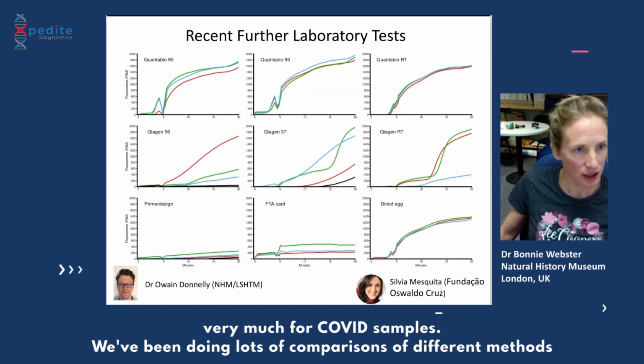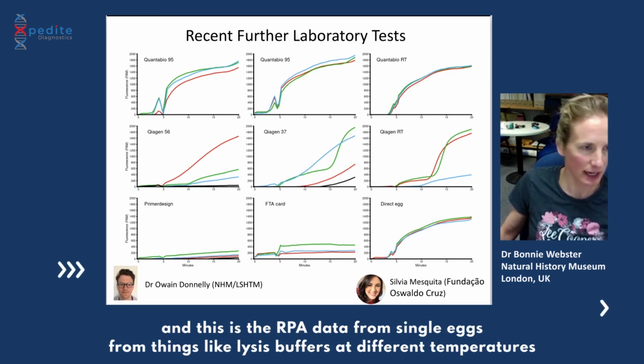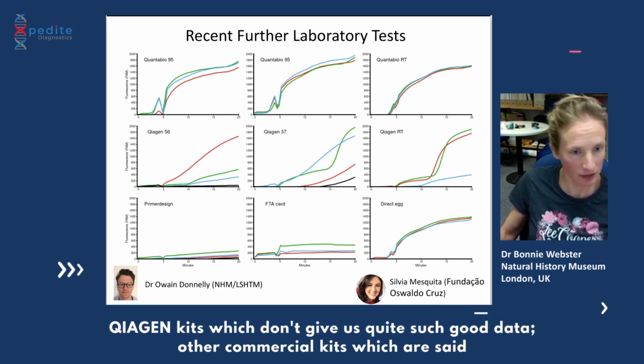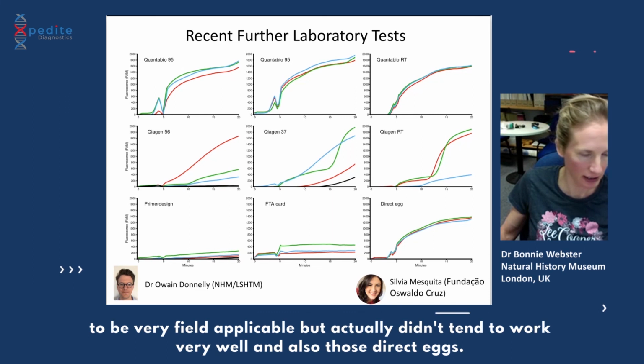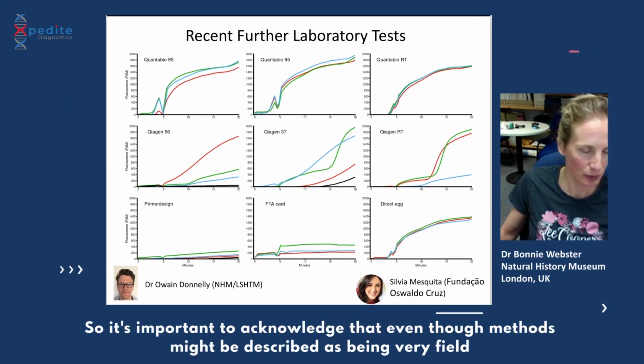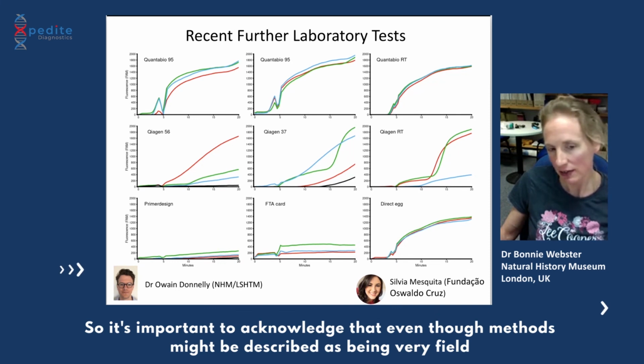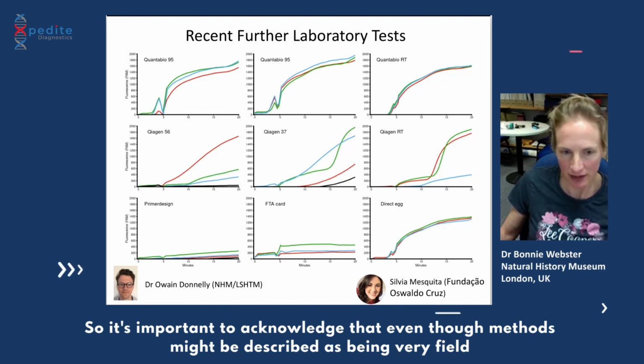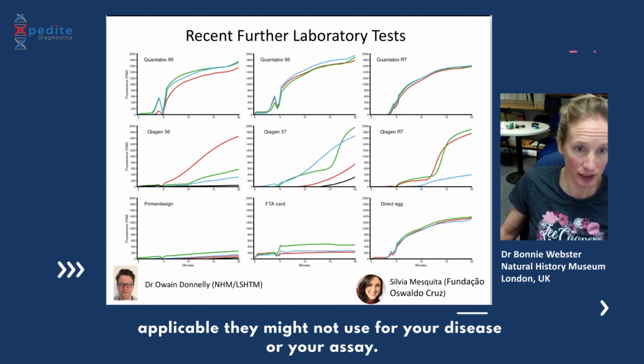And last slide, just to really show you that we've been doing lots of comparisons of different methods. This is the RPA data from single eggs from things like lysis buffers at different temperatures, QIAGEN kits, which again don't give us quite such good data. Other commercial kits which are said to be very field applicable, but actually didn't tend to work very well, and also those direct eggs. So it's important to acknowledge that even though methods might be described as being very field applicable, they might not work for your disease or your assay.